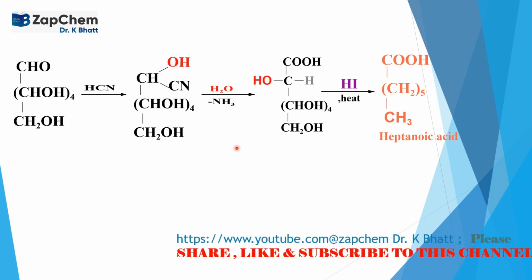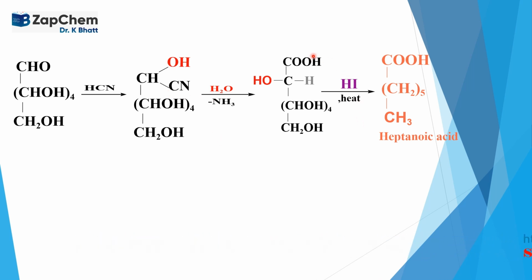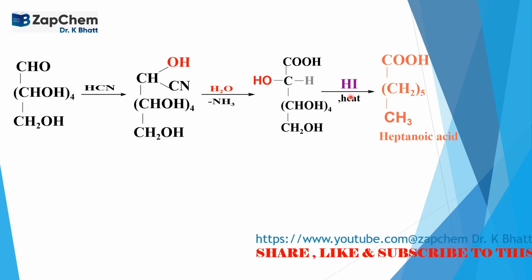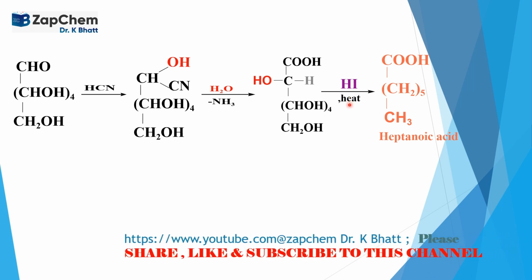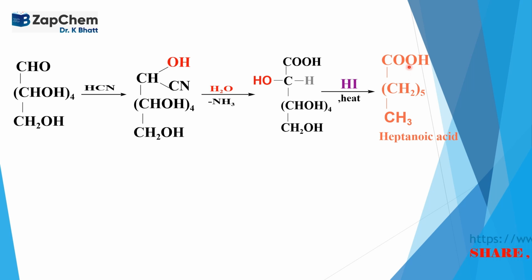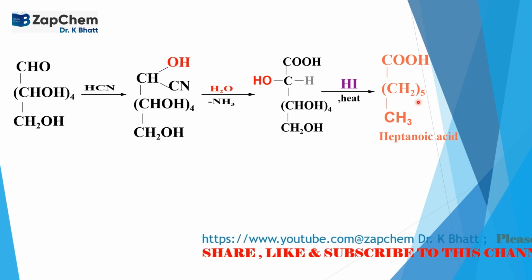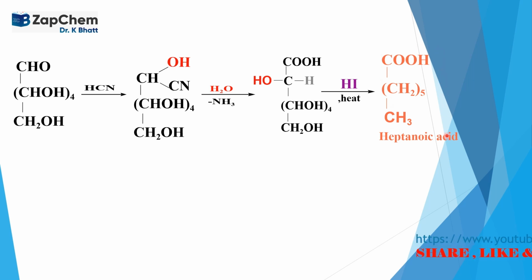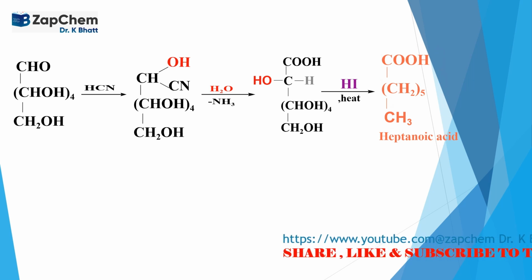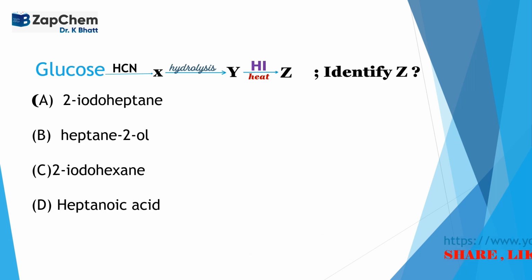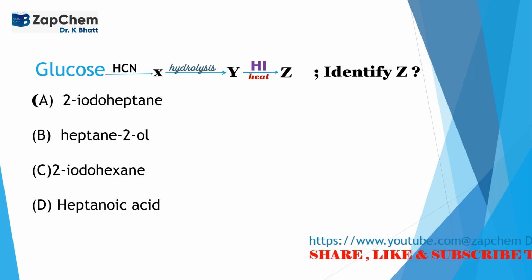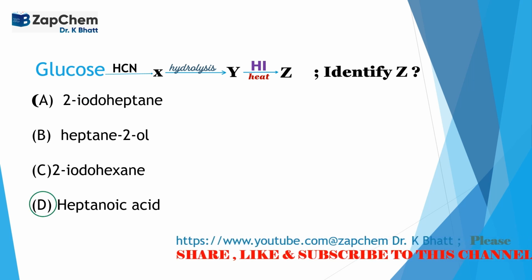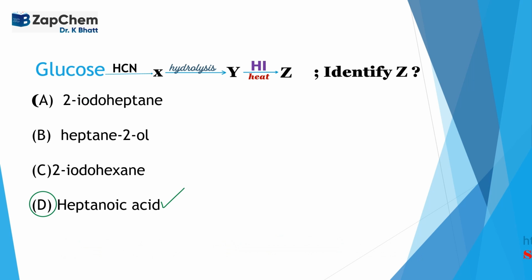Secondary alcoholic groups are already there, and this is represented separately because it is formed as a result of hydrolysis of cyanohydrin. And this product, when treated with HI, that is hydrogen iodide, along with a little heat, you get a carboxylic acid containing 5 CH2 groups and finally CH3. And if we find it out, it is nothing but heptanoic acid. Therefore, we can definitely say that our correct answer out of the 4 options given here is option D. That is, heptanoic acid is the correct answer.